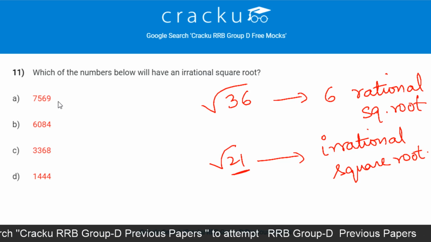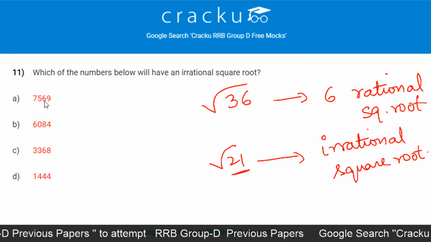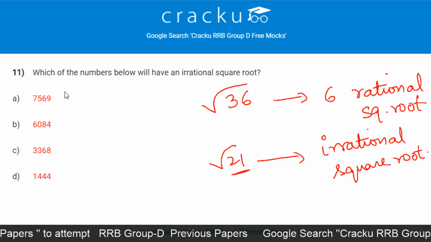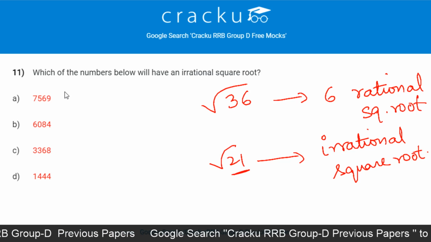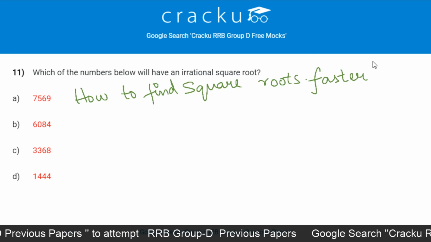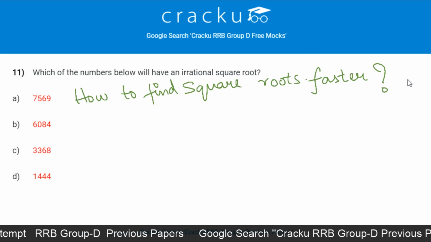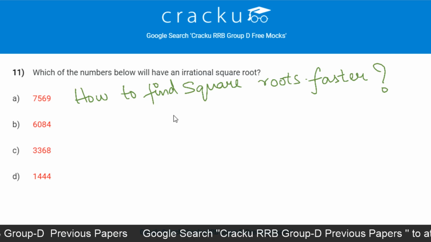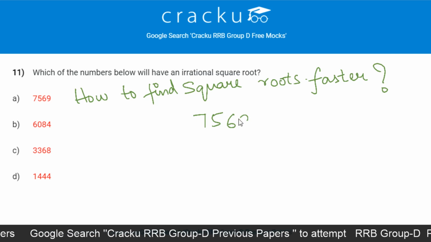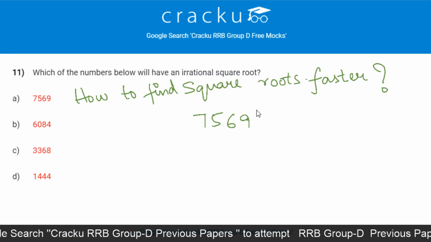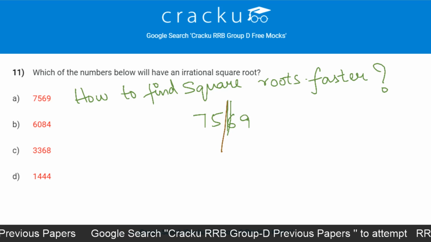To find that, generally what we can do is simplify the entire number and find the prime factors. That is one conventional method. Now I am going to explain how to find square roots very fast. How to find square roots faster? Let's take one example, the first option, that is 7569. Divide this number into 2 equal halves, that is, partition the digits in twos.